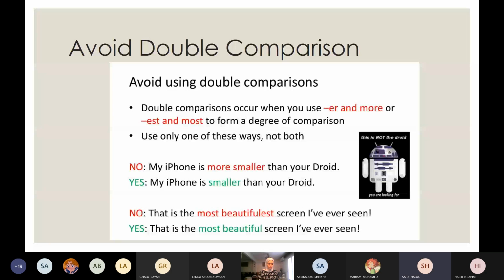Serena, 4. Number 4, and Nestor is the most. Is the more? Most. Most than Serena.